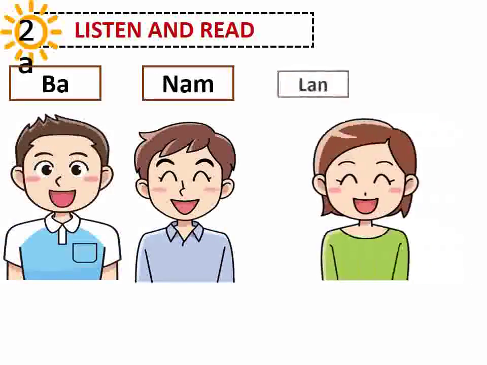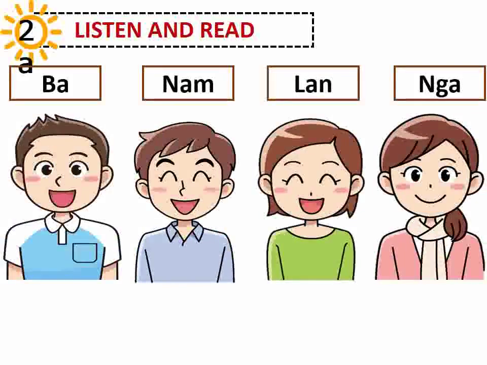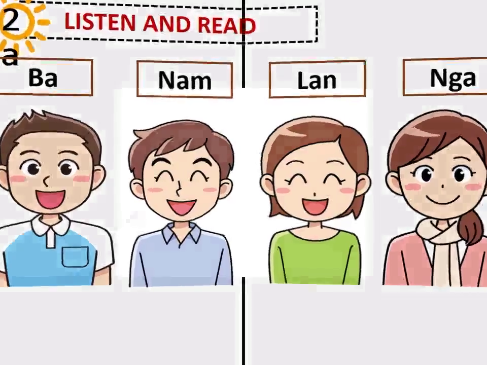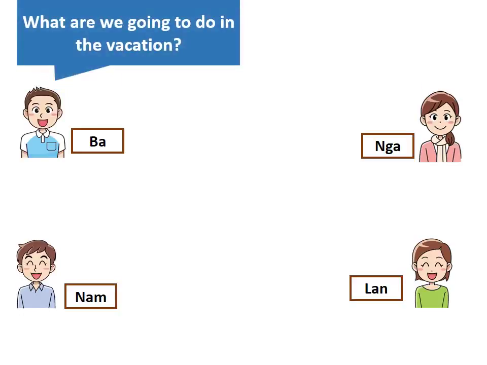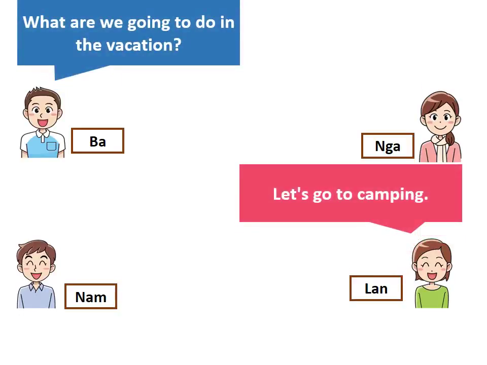Ba, Lan, Nam, and Nga. They are discussing their trip on upcoming summer vacation. Read and find out what they are going to do for their trip. Ba says, "What are we going to do in the vacation?" Lan says, "Let's go to camping."